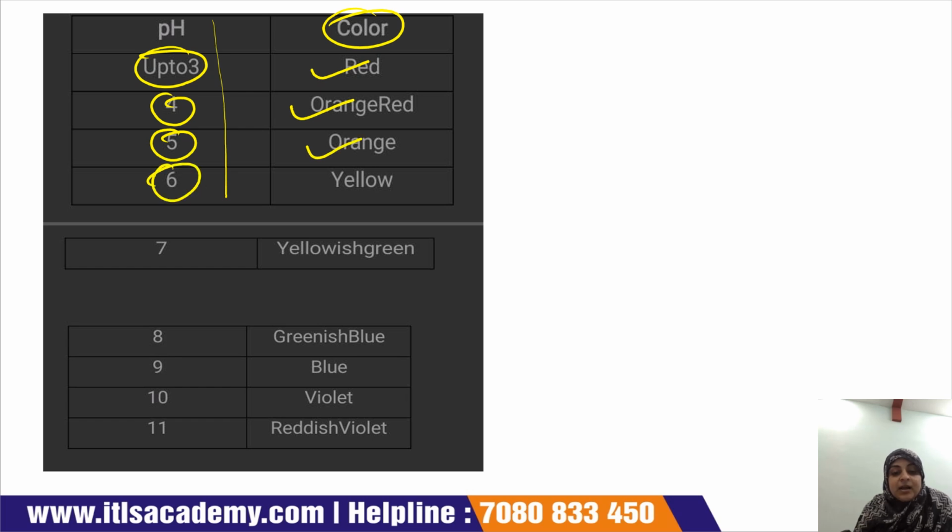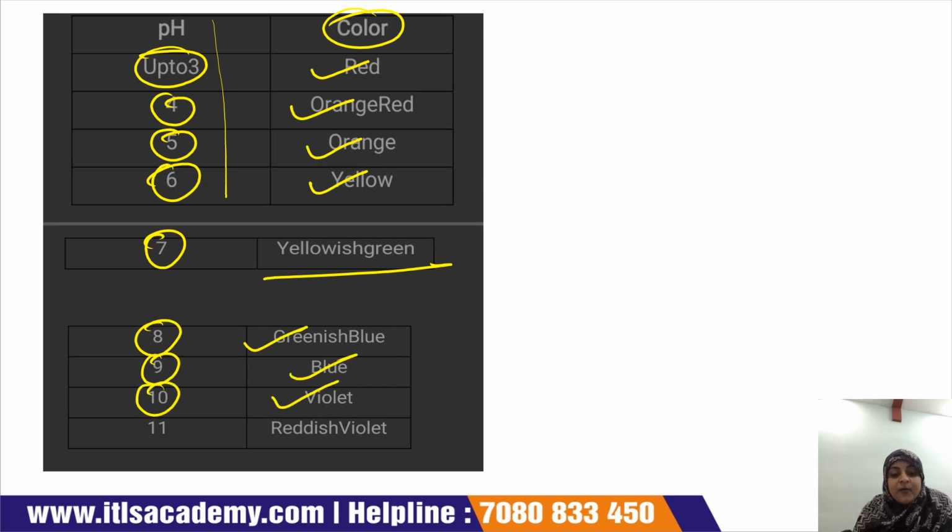If the pH is 5, then the color will be orange. If the pH is 6, then the color will be yellow. If the pH is 7, then the color will be yellowish green. If the pH is 8, then the color will be greenish blue. If the pH is 9, the color will be blue. If the pH is 10, the color will be violet. If the pH is 11, then the color will be reddish violet.